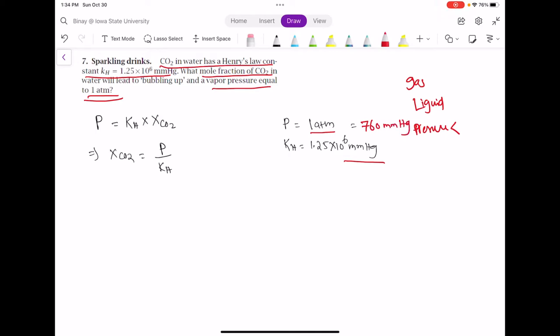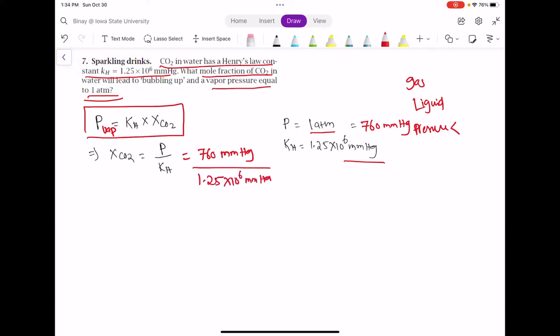Now we know the formula for Henry's law. P, the vapor pressure, is equal to the Henry's law constant times the mole fraction. So we can calculate the mole fraction as P over KH. P is given as 760 mmHg, and KH is given as 1.25 x 10^6 mmHg.